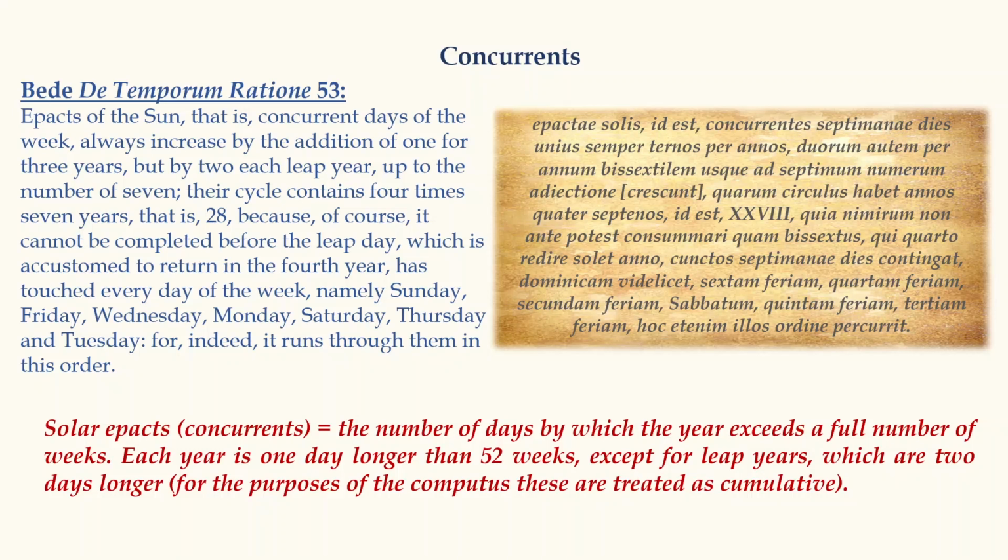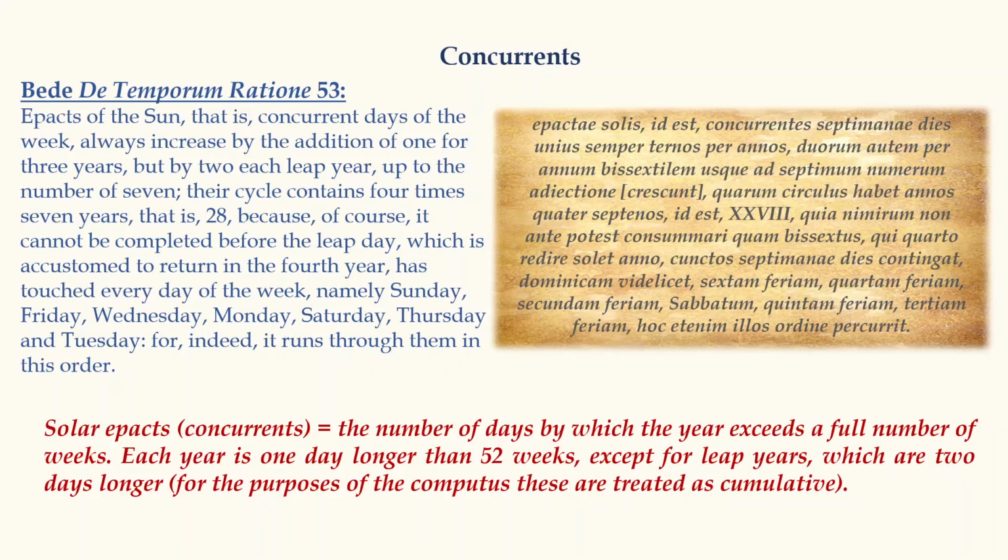Every solar year is 1 day longer than 52 weeks, except leap years, and they're 2 days longer than 52 weeks. For the purposes of our calculations, we have to treat these as cumulative. As Bede says, these run in a 28-year cycle, so they can't be easily memorized for each year of the 19-year cycle. Not every year 1 has the same number of concurrents, and so on. To have a recurring cycle of matched up epacts and concurrents, you'd have to make it 19 times 28 years, i.e. 532 years, and reasonably most people don't have memories that good.